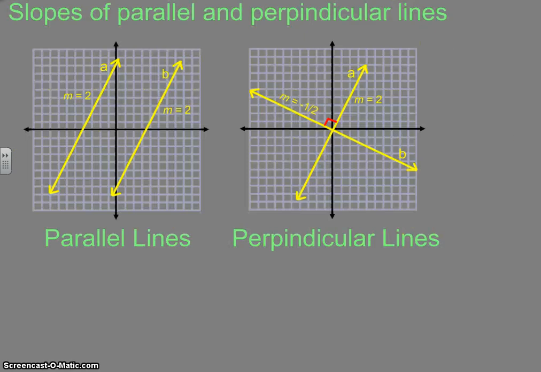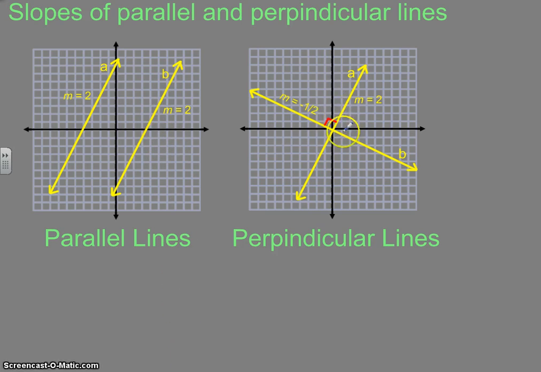Okay, let's look at another problem. Well, let's look at something else. Slope of parallel and perpendicular lines. If two lines are parallel, that's telling us they have the exact same slope. In this case, the slope of this line is 2. These two lines are parallel.